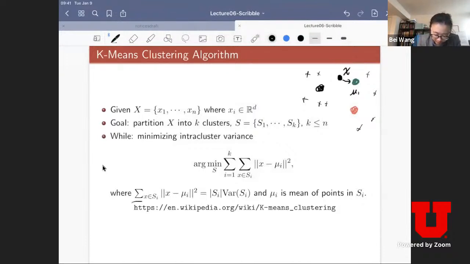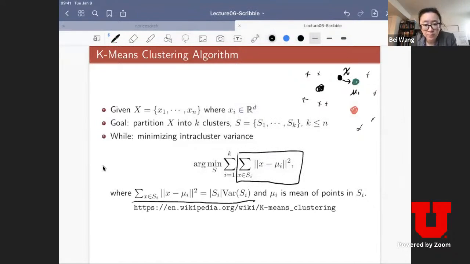And this term, the sum of squared distances to the centroid that each point is assigned to, can also be written as the size of that particular cluster times the variance of the cluster, where the centroid is the mean of the points in that cluster. Okay, so in a way, K-means clustering is also reframed as minimizing intra-cluster variance.